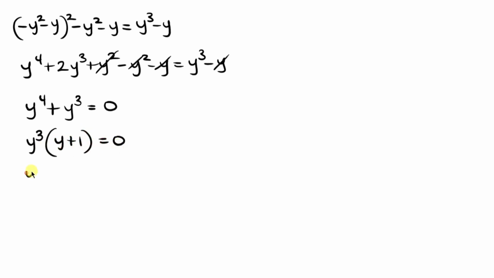And notice that y here is equal to 0, or y plus 1 is equal to 0, which is y equal to negative 1. So notice that we've already solved for when y is 0, we've got the value for x. We've also solved for when y is negative 1, and we've also got the value for x. So there are no extra solutions. So the solutions to this are just 5.